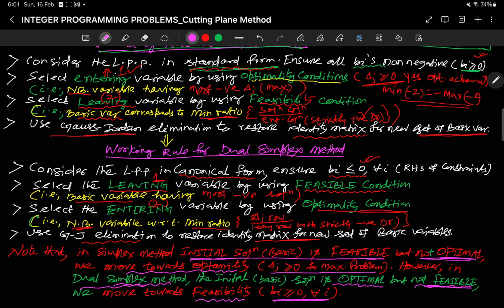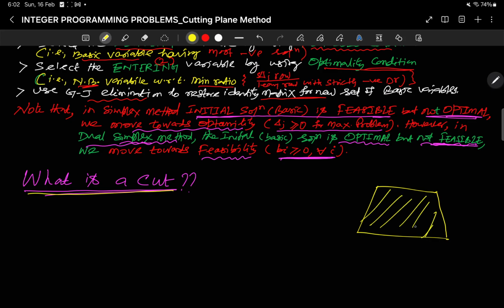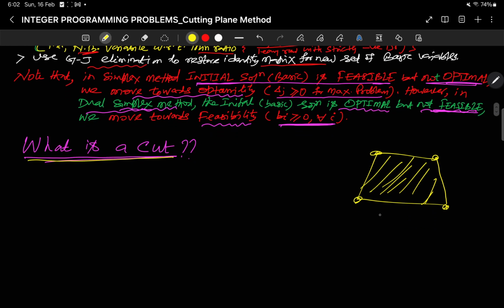These are the basic things, but our concentration is on the cutting plane method, which uses both the simplex as well as the dual simplex method. So let me explain what a cut is. Suppose we have a feasible region like this. This is my feasible region. If the extreme points, the corner points, give an integer solution, it's fine.